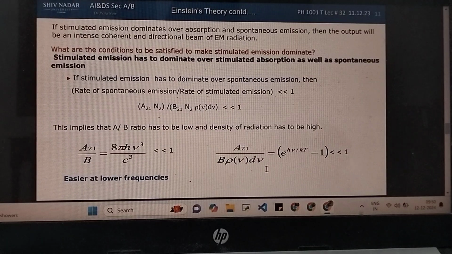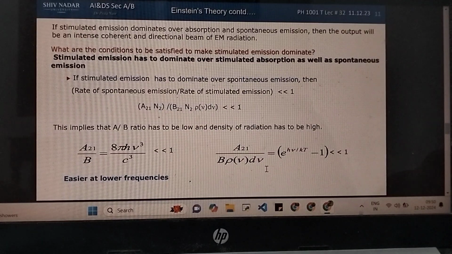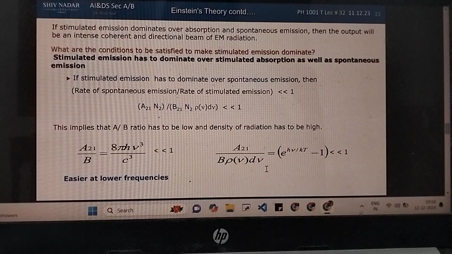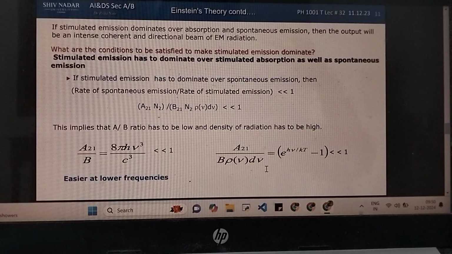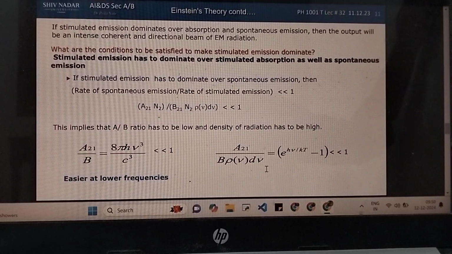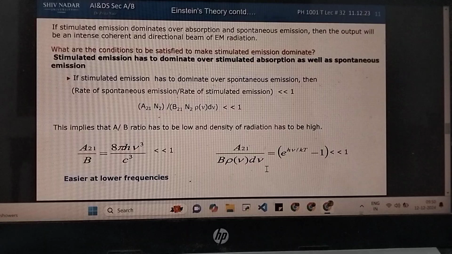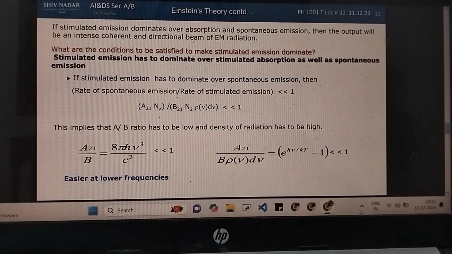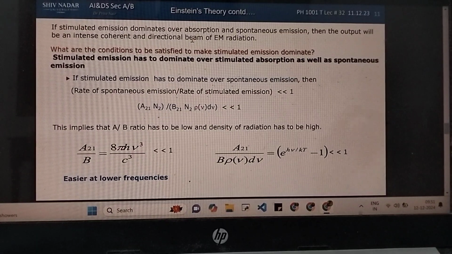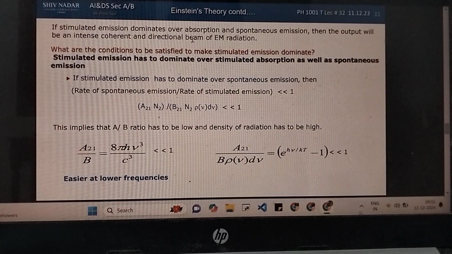But that is the case in a normal atom. But if I want to create a laser, I need stimulated emission. So stimulated emission should dominate over absorption and spontaneous emission. That is when I will get a laser. That is when particularly I will get an intense, coherent and directional beam. Coherent and directional are important points here.